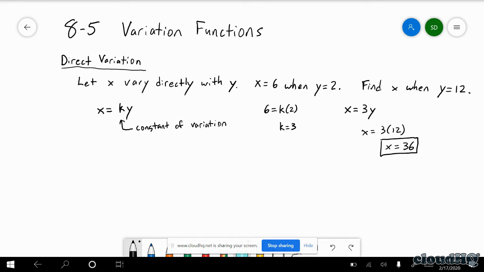Now, there is an alternative way of solving this problem. Our book kind of promotes it. It is more aligned with what we're doing in this chapter, but I also think it's a little bit easier. And that comes if we take this equation and we solve it for K. So if you took X equals K times Y and solved that for K, you would have to divide both sides by Y.